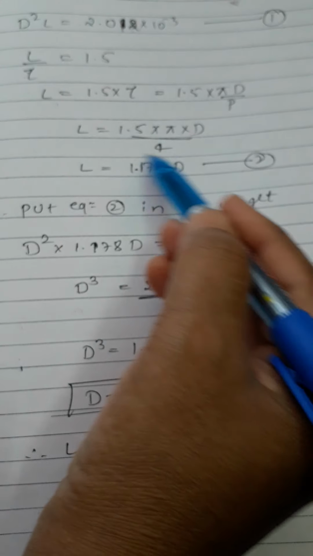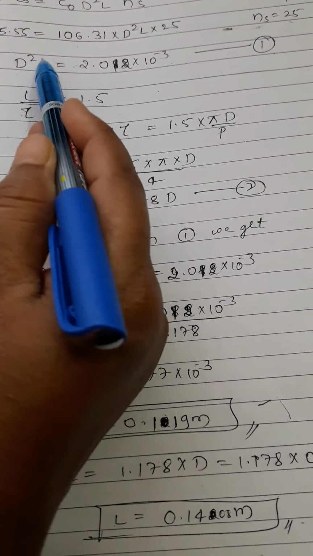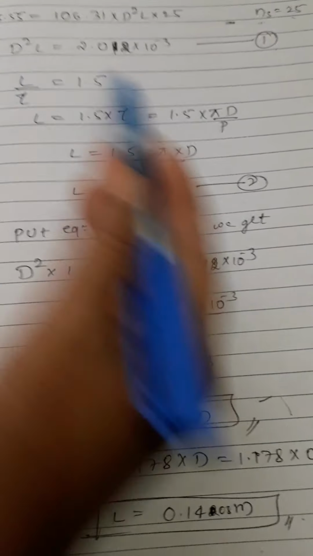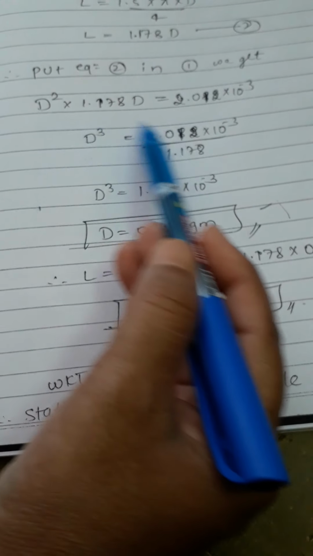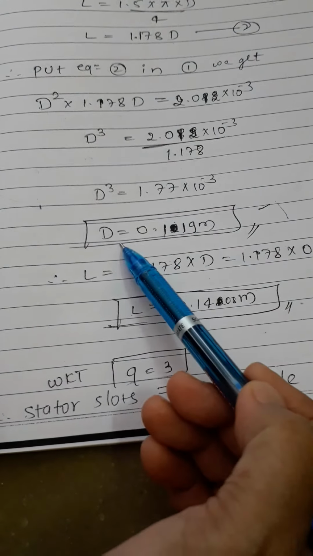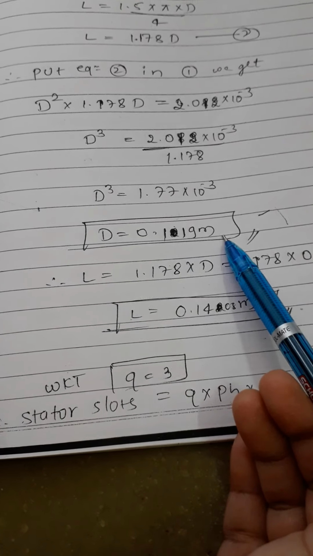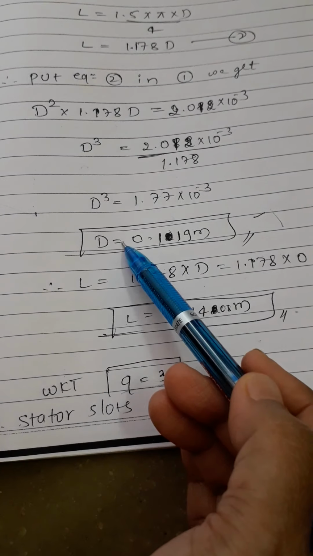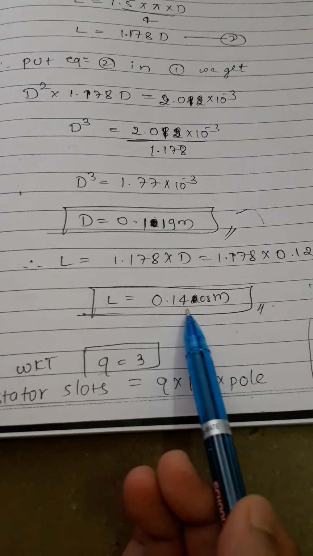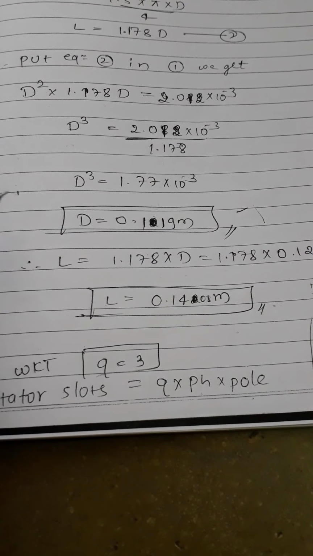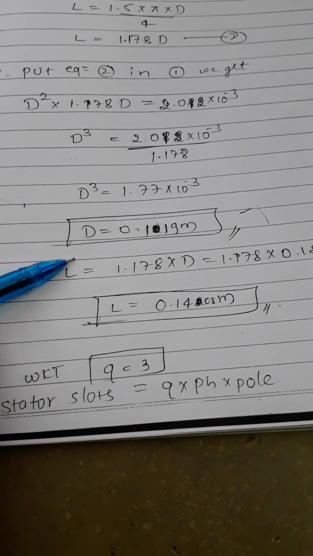This L value we have to substitute in equation 1, D square L. L we have to substitute here in equation 1. So we have to solve these equations. Now after solving this equation, we will get D 0.1219 meter, and this D value you have to substitute here in equation 1, D square L. So we will get L 0.14. Now we have calculated the value of D and L, dimensions of induction motor.